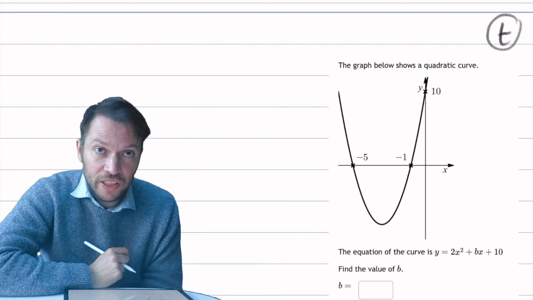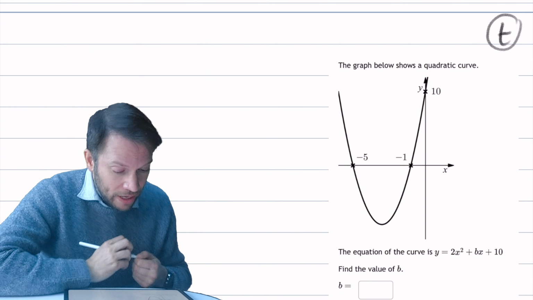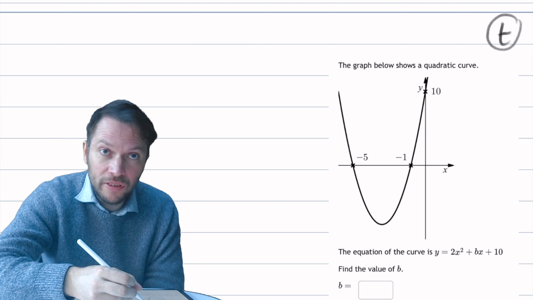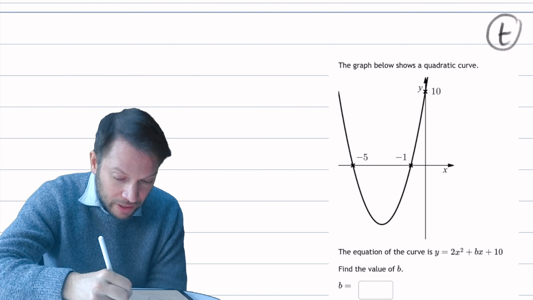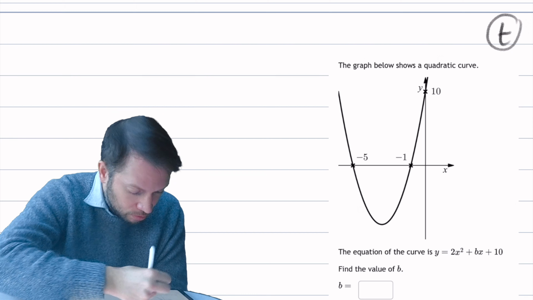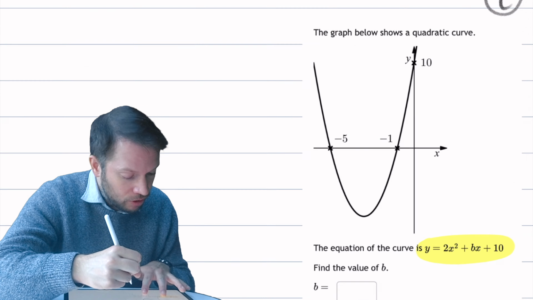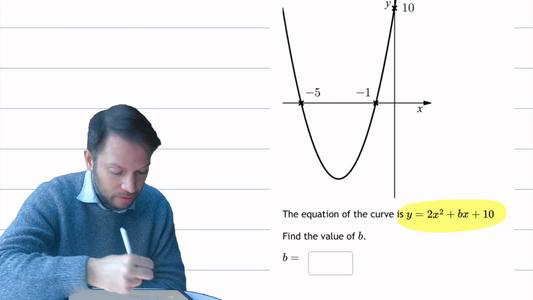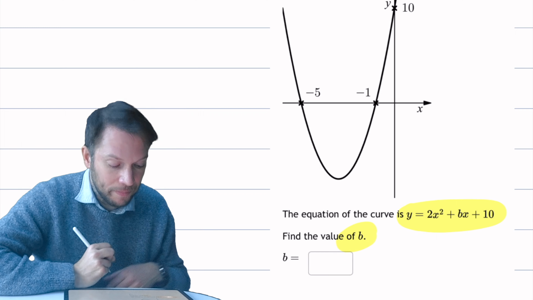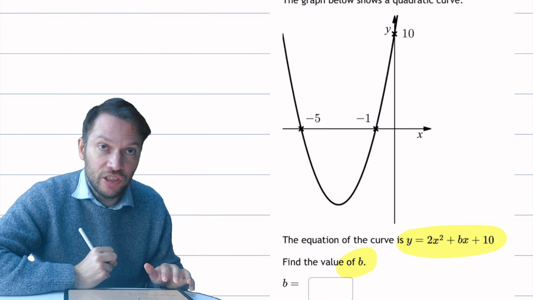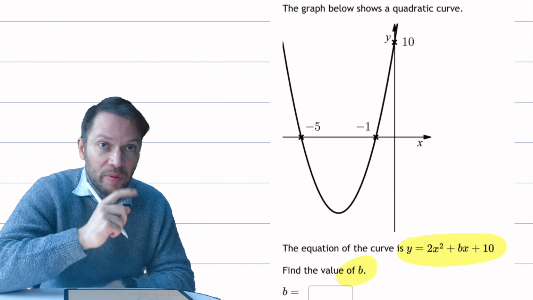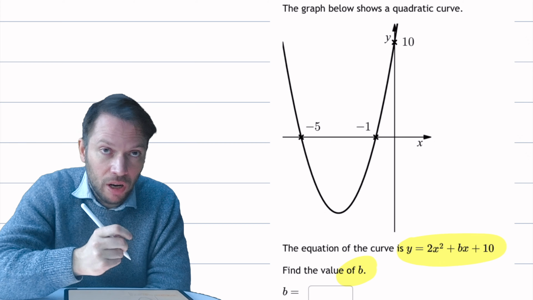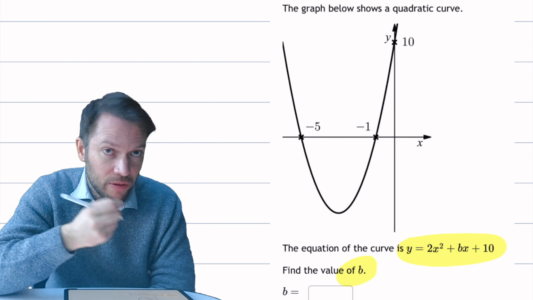Hi, in this final video on quadratic graphs, we're going to find an unknown constant in a quadratic equation given information about the graph. So we've got this quadratic equation here, but we don't know that b in front of the x. So we're trying to find the value of b. Now, a way we could do it is just substitute points that we know are on the graph into the equation. Because remember, if a point lies on a graph, it must satisfy its equation. So we can just substitute it in.